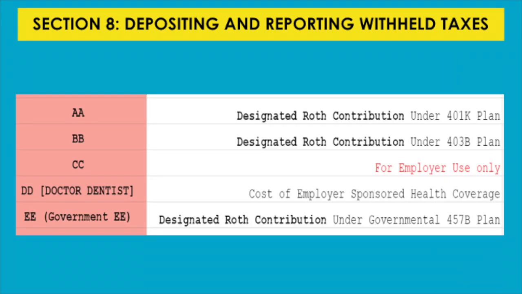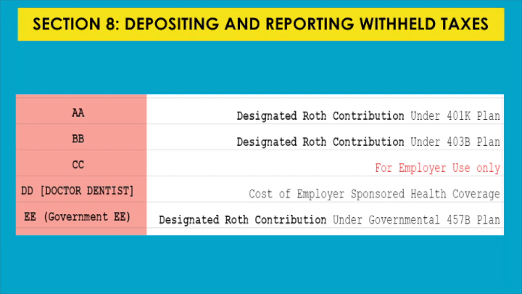Now let's look at the double letter codes. AA is for designated Roth contributions under section 401k plan. BB is for designated Roth contribution under 403b plan. And CC is for employer use only.